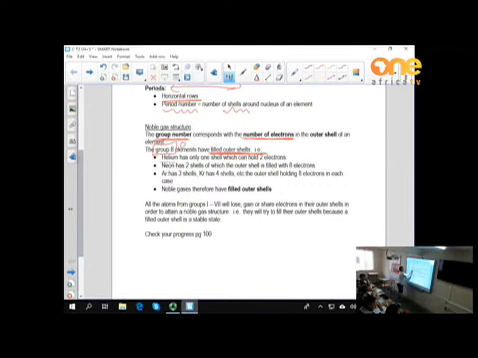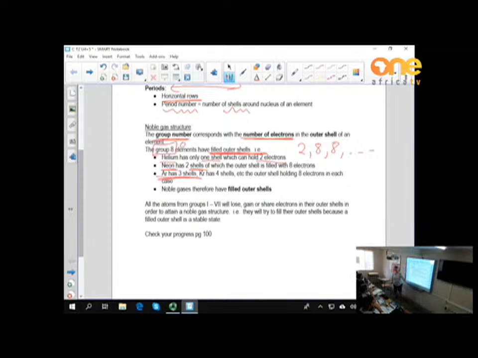Helium only has 1 shell. The first shell we know can only hold 2 electrons. Remember the model that we do? 2 electrons, 8, etc. All right. After helium, we get neon. It has 2 shells. So the first shell will have 2 electrons, and the second shell will have 8 electrons, filling it up. Okay? Argon has 3 shells.